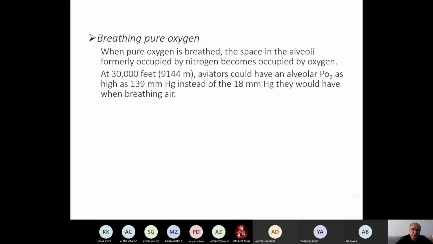Now, breathing pure oxygen. When we breathe pure oxygen, the space in the alveoli formerly occupied by nitrogen becomes occupied by oxygen. At 9,000 meters on Mount Everest, for example, aviators could have an alveolar oxygen partial pressure as high as 139 millimeter mercury instead of the 18 millimeter mercury they would have when they breathe normal atmospheric air.